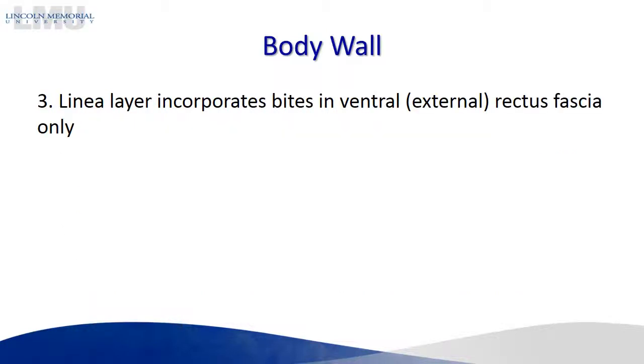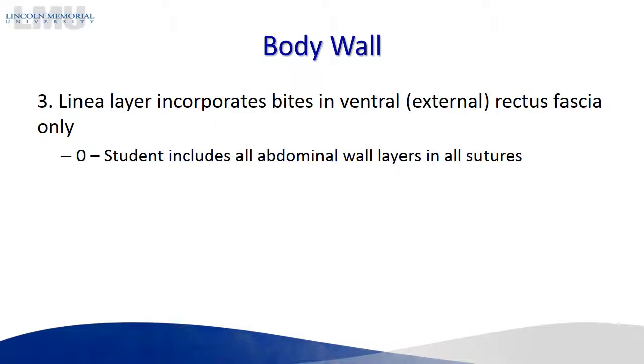The third checklist line item is in relation to the linea alba layer that's incorporated into the bite. What we want to see our students doing is including just the ventral or external rectus fascia in that closure, as opposed to including external rectus fascia, abdominal musculature, and internal rectus fascia, which tends to not strengthen the closure but does increase pain because it crushes that musculature as the student tightens that ligature. So in an unsatisfactory student, we're going to see that they include all the abdominal wall layers in all of their sutures.